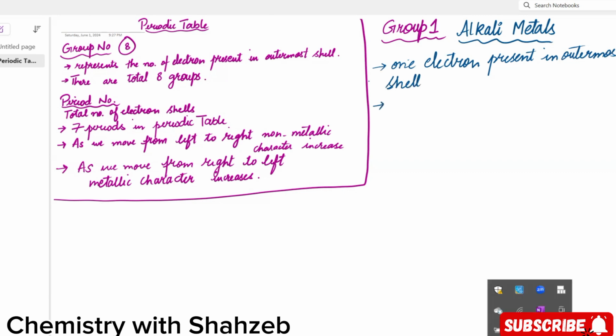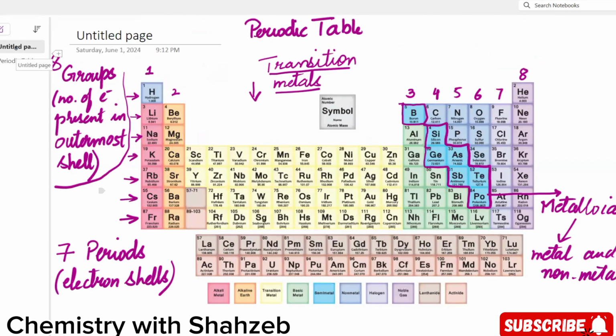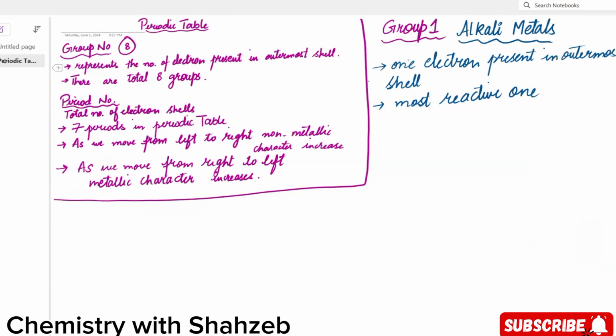They are considered to be the most reactive ones. We can see that hydrogen, lithium, sodium, potassium, rubidium, cesium, francium belong to group 1. Although hydrogen is the only one which is a non-metal here. Actually, there is no other place which is suitable for hydrogen in the periodic table, so hydrogen is basically a non-metal which is also present in group 1. They are the most reactive ones.